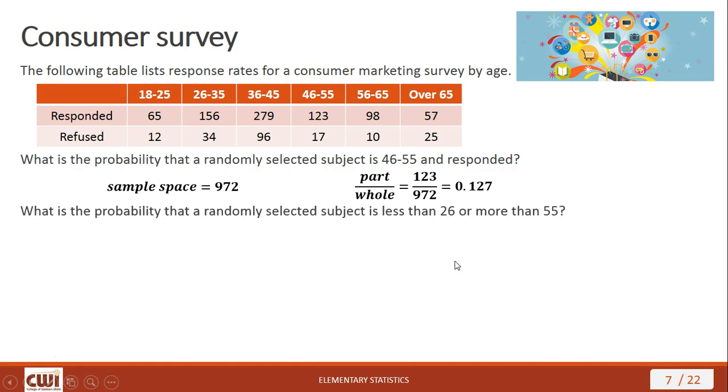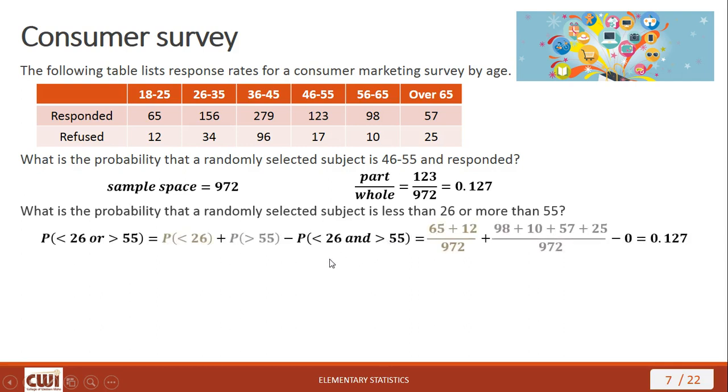Now, what is the probability that a randomly selected subject is less than 26 or more than 55? Remember that word or is going to signal to you that you need to use the addition rule. So let's use it. Here we have the math all laid out. So the probability that we have less than 26 or more than 55 is the probability of the first, less than 26, plus the probability of the second, greater than 55. And then we're going to subtract out those events that double count for both so that we avoid the double counting.